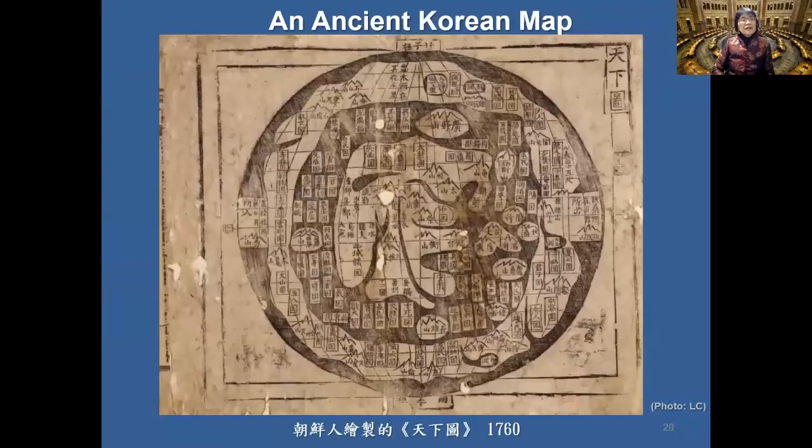Now let's take a look at how the Koreans saw the world. This one's not that old. It's from the 18th century, 1760. That's how they saw the world. So here's Korea, which is accurate. And here's Japan, which is relatively accurate. And here's China. But all the rest of them, you can't read, but I can.